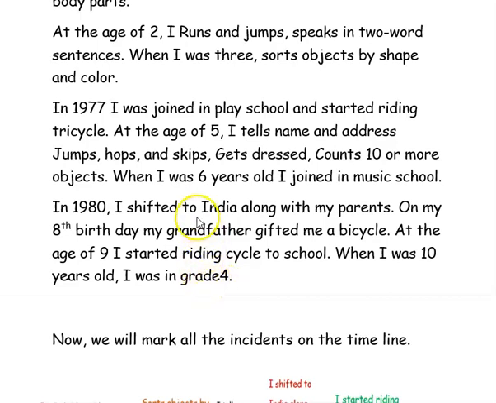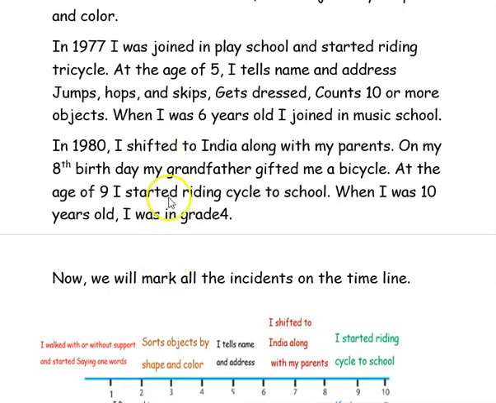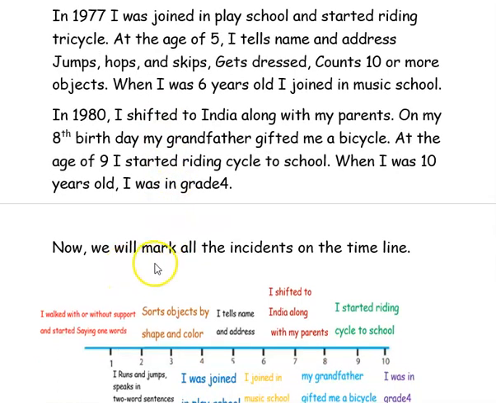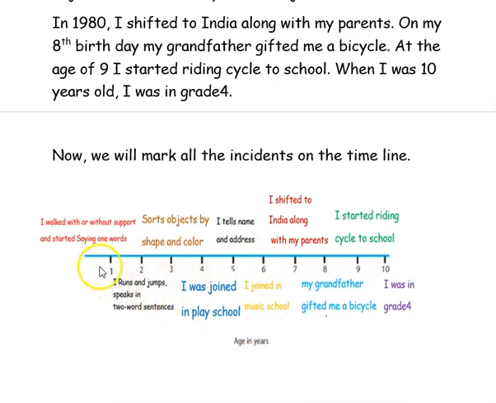So this is the simple story given for your understanding, and let us see how to mark this story on a timeline. Now we'll mark all the incidents on the timeline. When I was at the age of 1, I walked with or without support and started saying one word. At the age of 2, I ran and jumped and spoke in 2-word sentences. Then at the age of 3, I sorted objects by shape and color. At the age of 4, I joined play school. At the age of 5, I could tell my name and address.